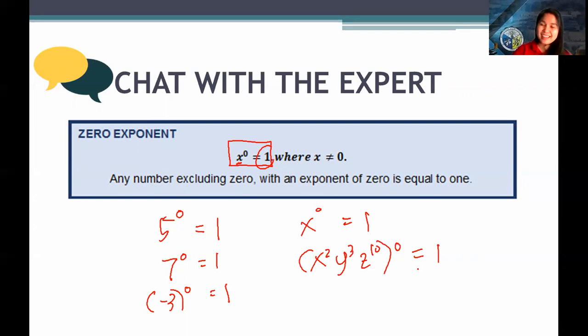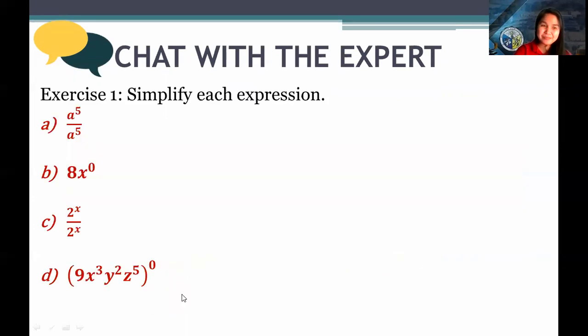That's it. Let's have more practice. Ready? Okay. In the chat box, this time no bonus points, okay? For practice, what's the answer for a? a to the 5th divided by a to the 5th. In the chat box for practice, can you write it? Oh, very good. That's 1. Why? a to the 5th minus 5 is a to the power of 0. So the answer is 1.